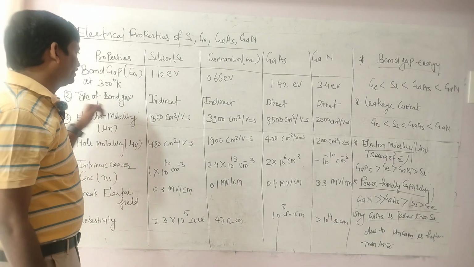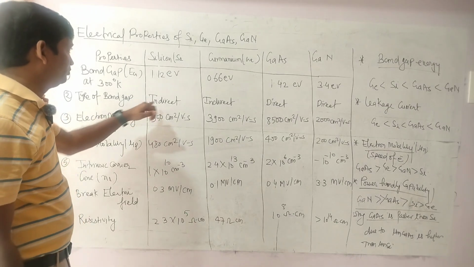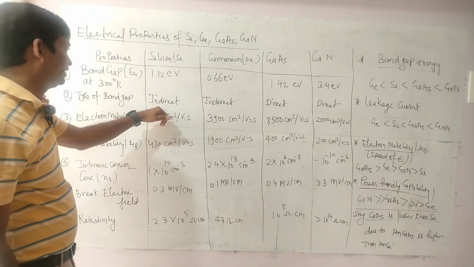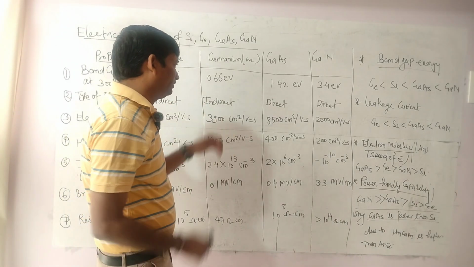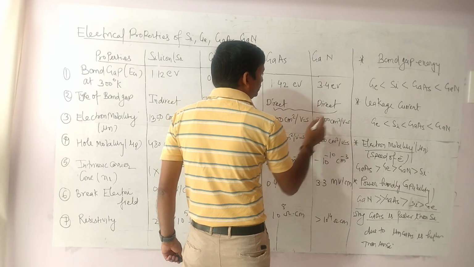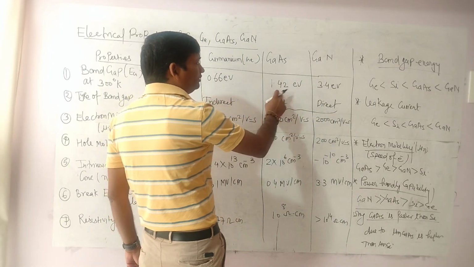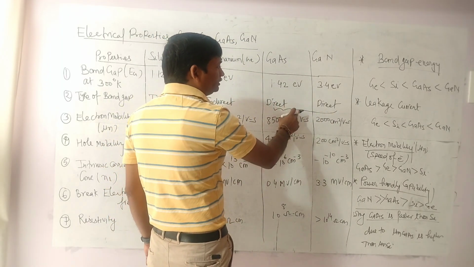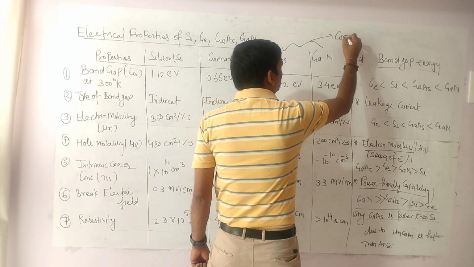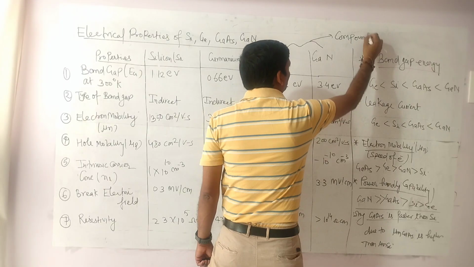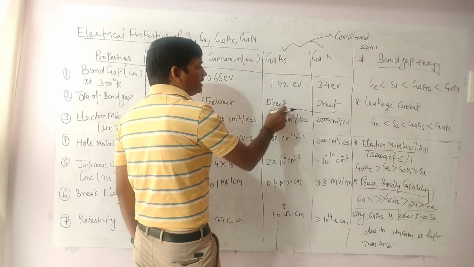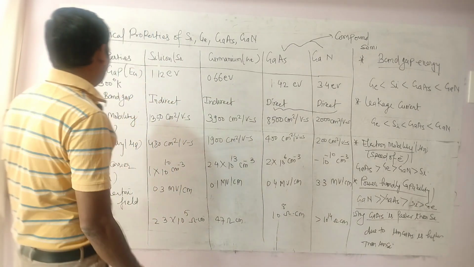Next, the types of band gaps that exist in these. Silicon is an indirect band gap semiconductor, and germanium is also indirect band gap. Gallium arsenide and gallium nitride are both direct band gap. Because these are third and fifth group compounds, they are also called compound semiconductors, and they behave like direct band gap semiconductors.